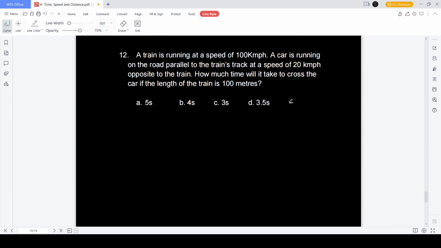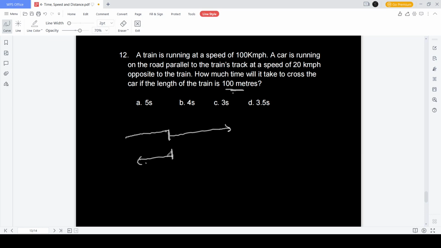A train is running at a speed of 100 km per hour, and the car is running on a parallel track at a speed of 20 km per hour opposite to the train. How much time will it take to cross the car if the length of the train is 100 meter? Okay. See, again, here we need to analyze the situation. The train is running this side, the car is running this side, okay. This is when the two heads are meeting.